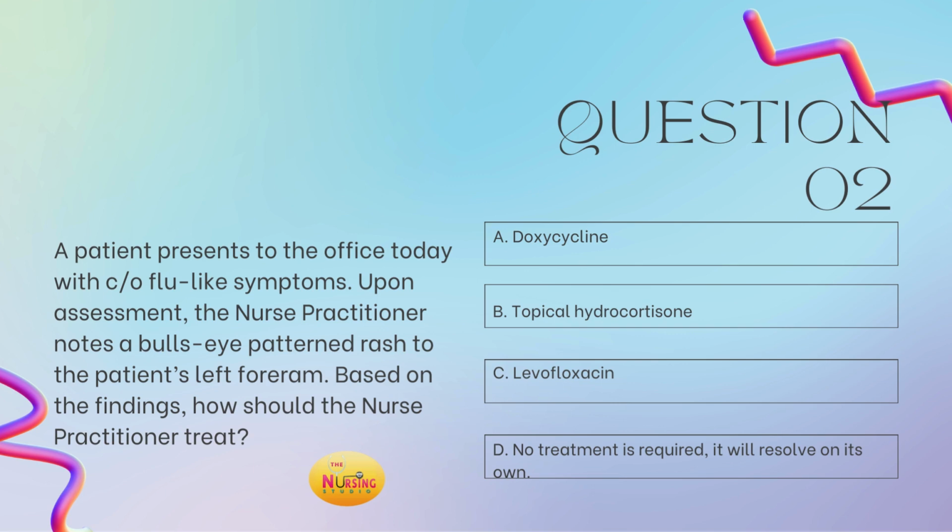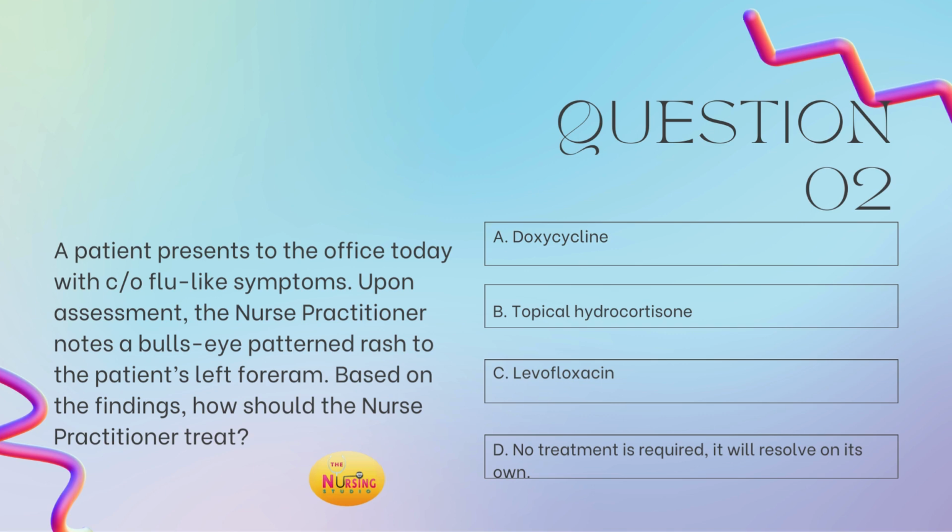So like when I say bullseye pattern rash, what should you say instantly? My MPs, what should you say? Lyme disease, right? You should instantly think Lyme disease, hands down. And so also we know that with Lyme disease, commonly they will first present with those flu-like symptoms, right? So this person has classic presentation of Lyme disease.